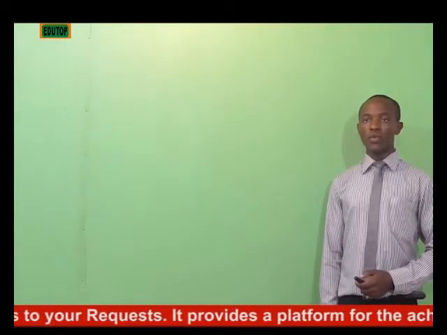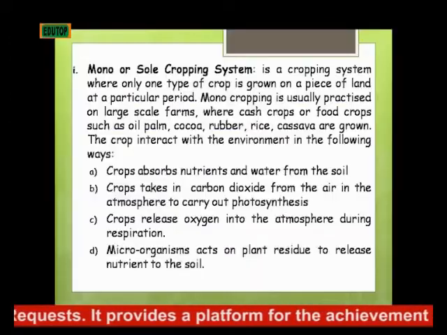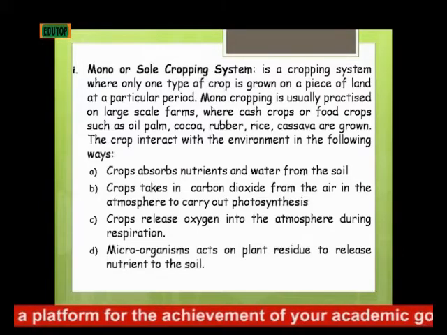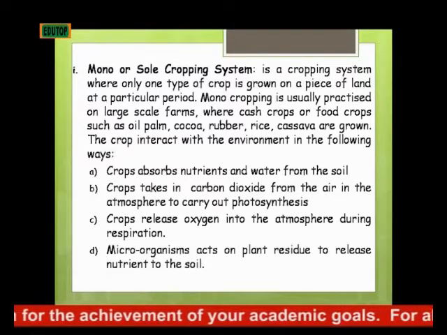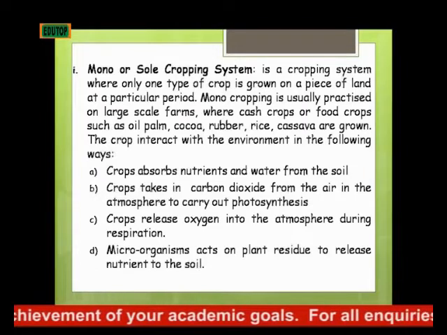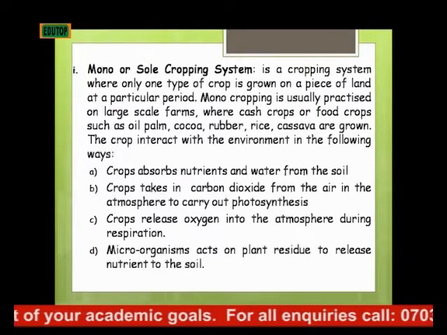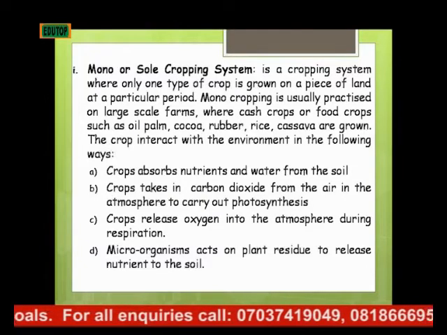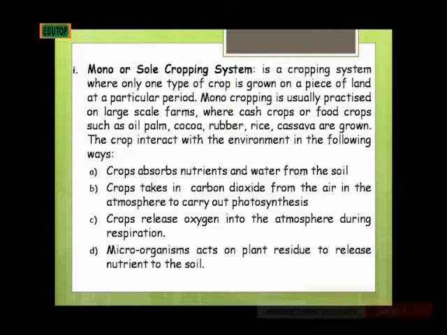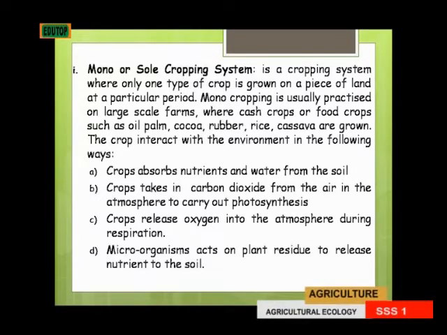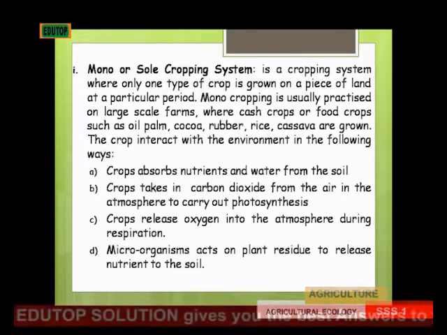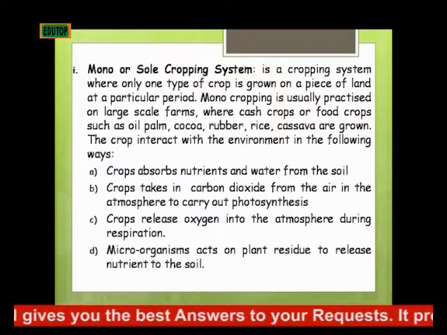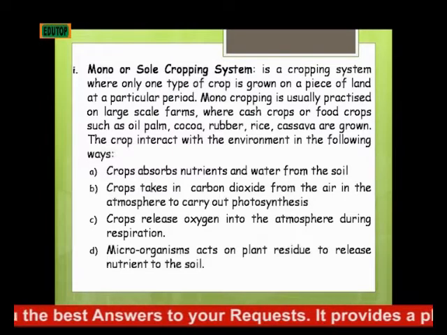The first one is a mono or sole cropping system, which is a cropping system where only one type of crop is grown on a piece of land at a particular period. If you have a plot of land, what we are going to plant is only one crop. If you are planting maize, we are not going to plant any other crop on that piece of land. If you are planting cassava, you plant only cassava. You don't allow any other thing to grow on that land.